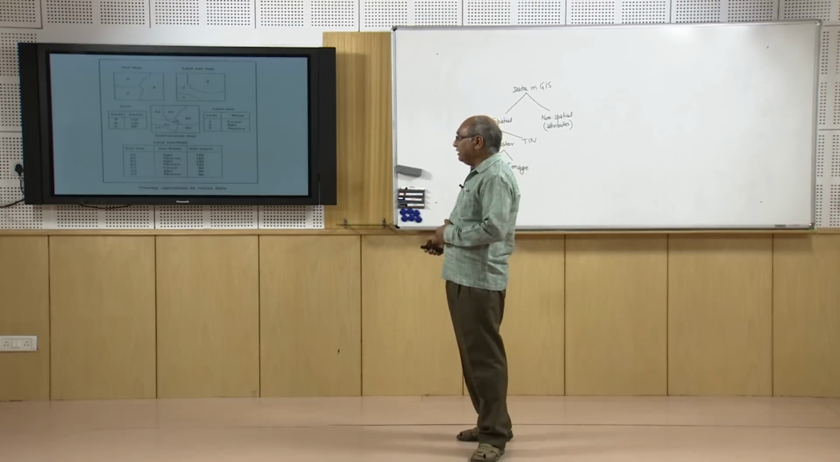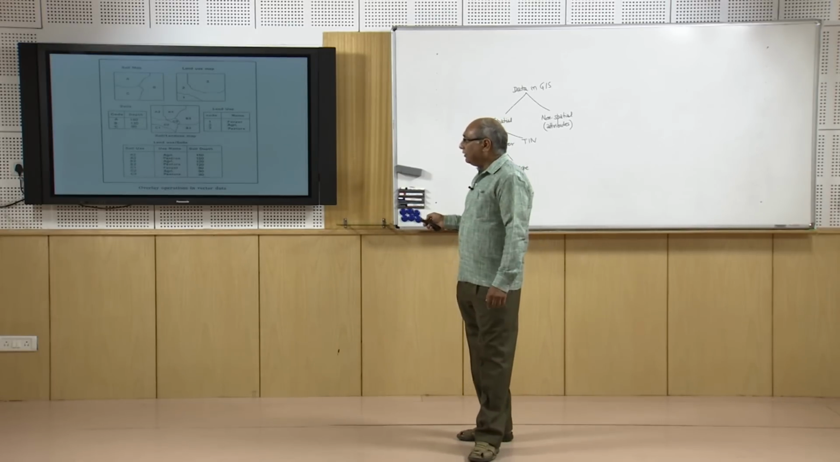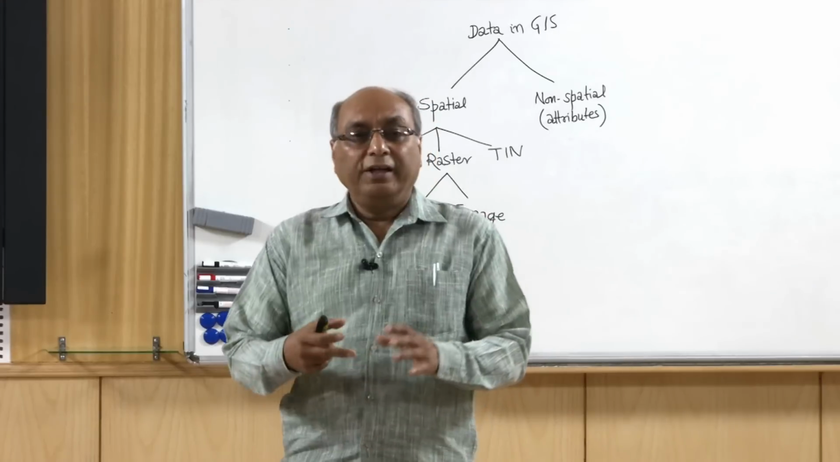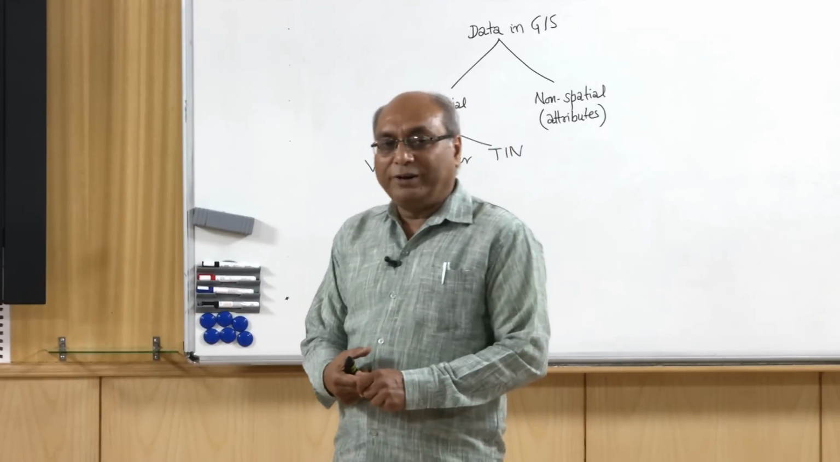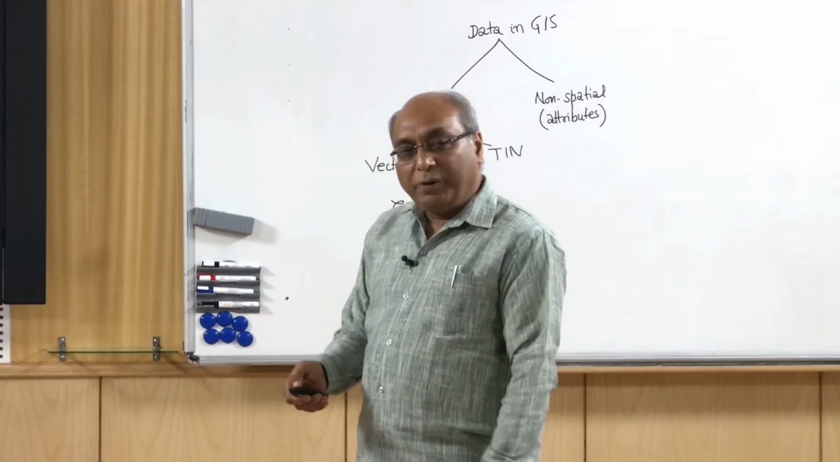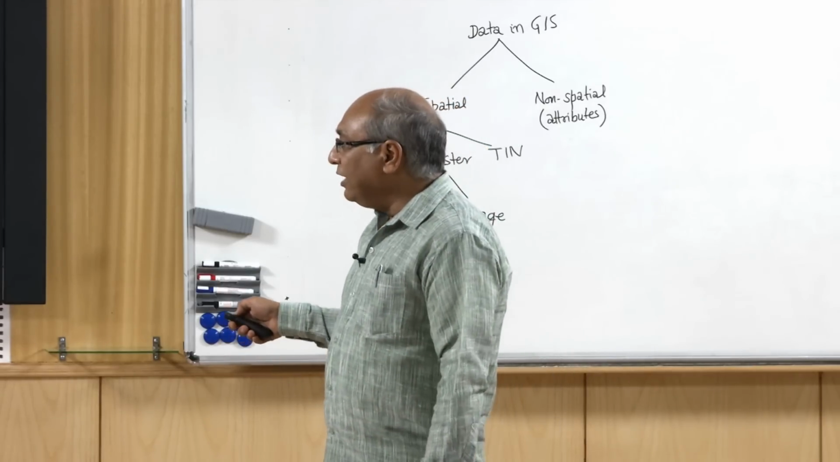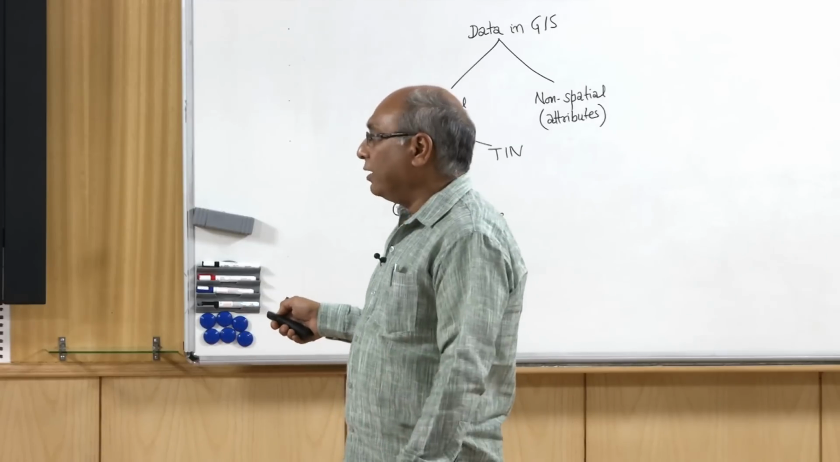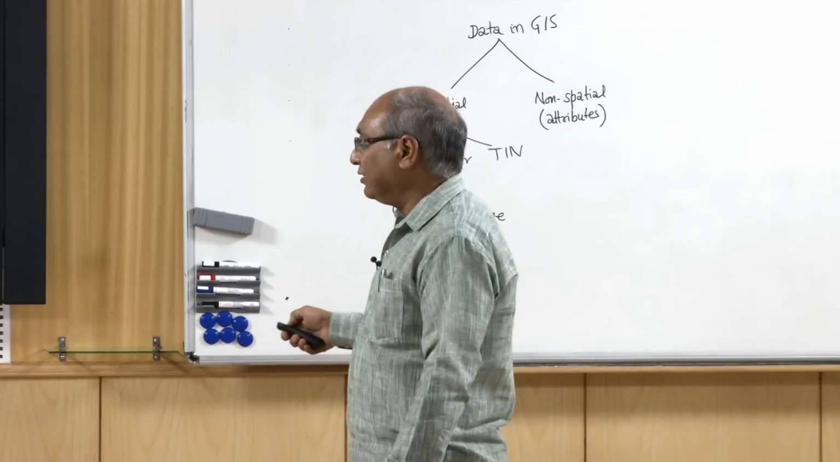So what does it mean here? If I take the example of two maps, both maps are having 3 units each. Here there are 3 units A, B, C, and in the land use map there are 3 units 1, 2, 3. This is a very simple example. In real GIS operations, such simple operations are not performed; there are many complex operations, and you might be having not 3 units, maybe 30 units in one map or 60 units in one map.